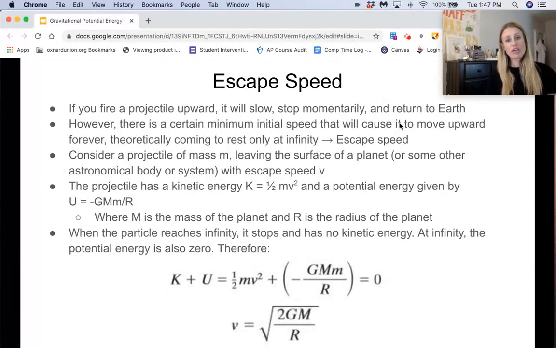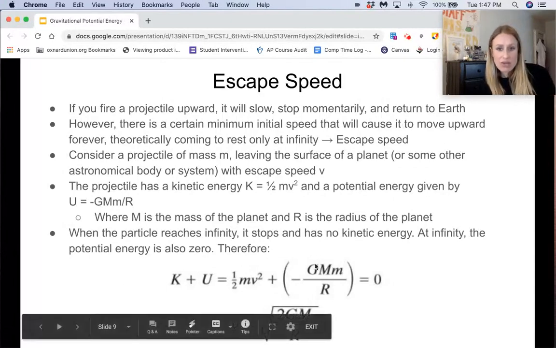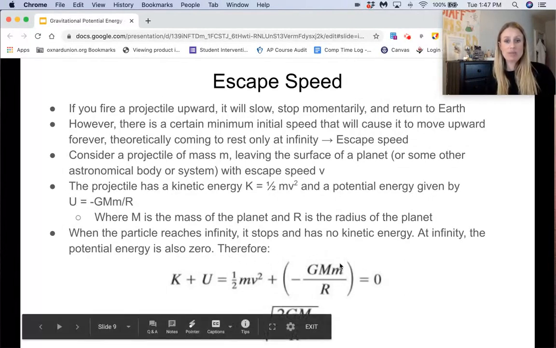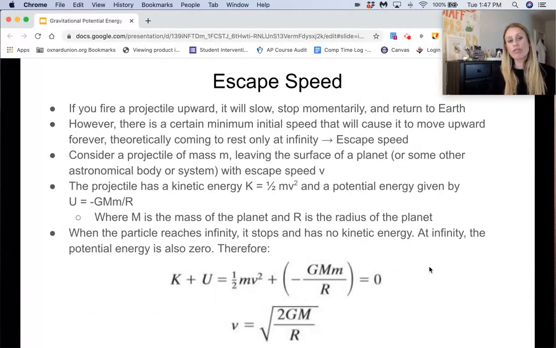Solving this equation for that velocity, we end up getting this equation. The reason that we can use this is because we have a conservation of energy. This is our initial energy as we're escaping the surface of the planet, and this is our final energy. So this is conservation of energy. Here, all we did was solve for v, which would be our escape speed.